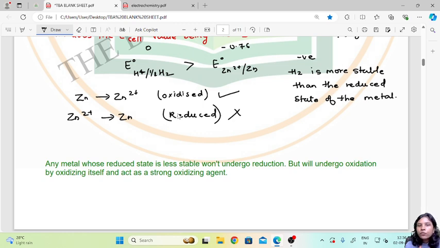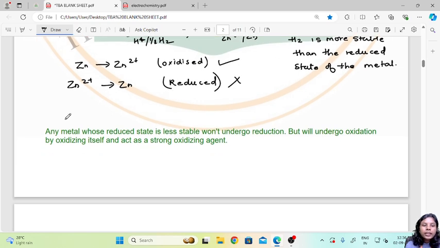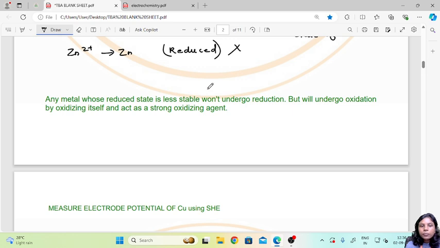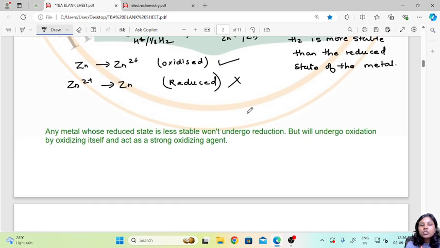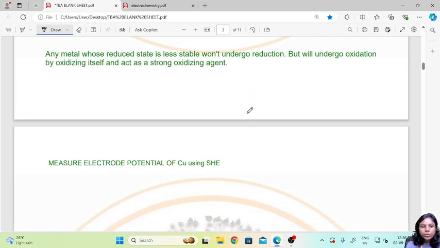This reduced state we won't be able to see much because it is comparatively unstable. So that is why we say that any metal whose reduced state is less stable won't undergo reduction, but it will undergo oxidation by oxidizing itself, and therefore it will act as a strong oxidizing agent.